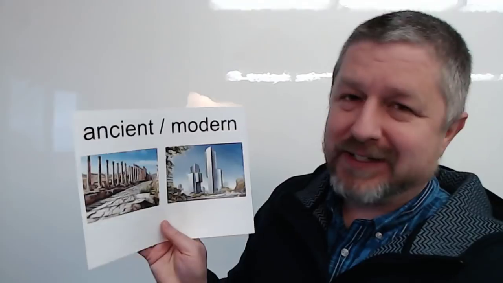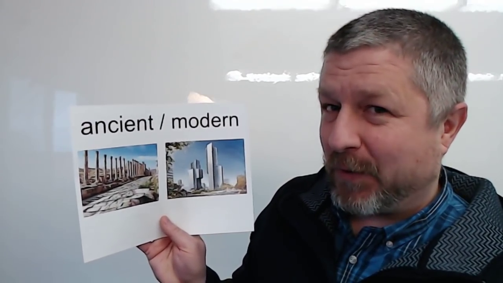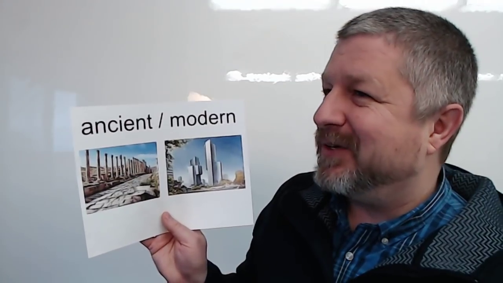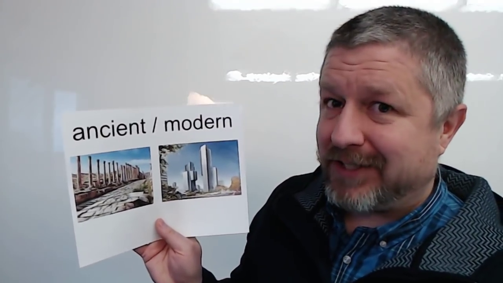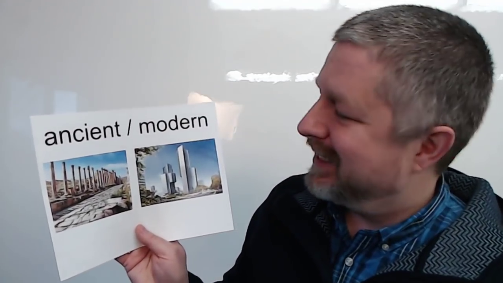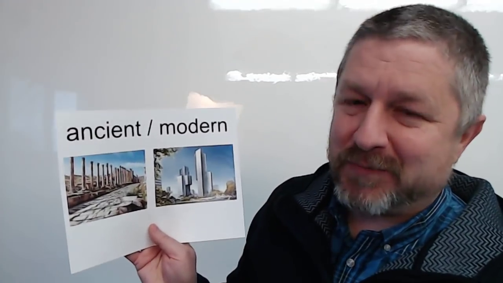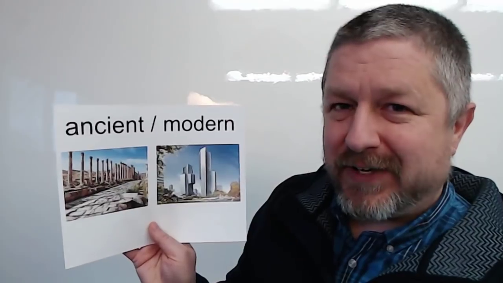Interestingly enough, this isn't a nice thing to say, but you can say that people are ancient. So when people are really old, you could say something like, my grandparents are ancient, which means they're really old. It's not kind to say that. And then we don't describe people necessarily using the word modern. But anyways, ancient, very old, modern, very, very new.